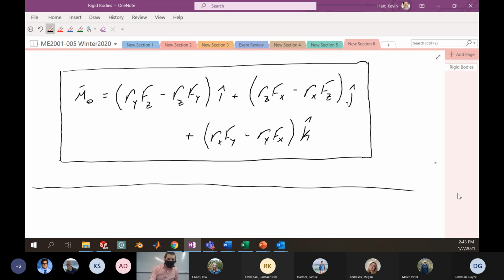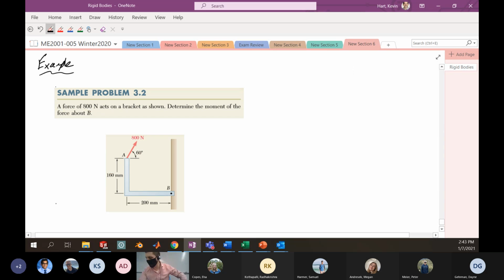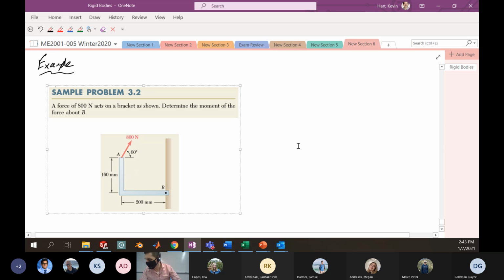Okay. Let's see if we can squeeze in one example quick before we go. Bam. An 800 Newton force exerted on this particular bracket. Determine the moment of the force about B. Let's roll, baby.